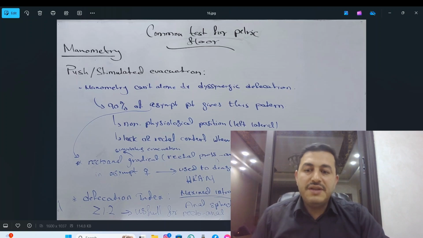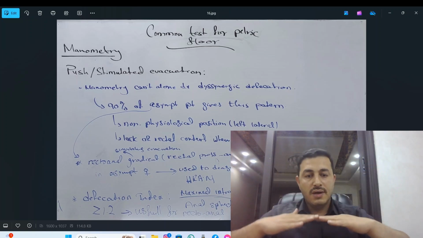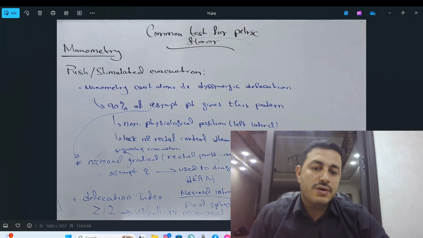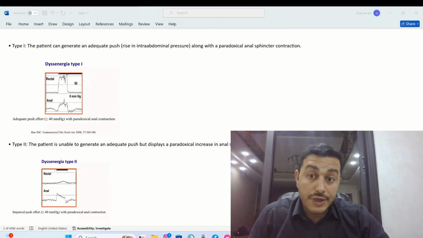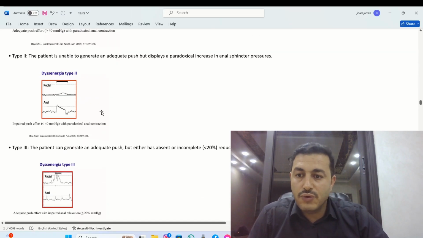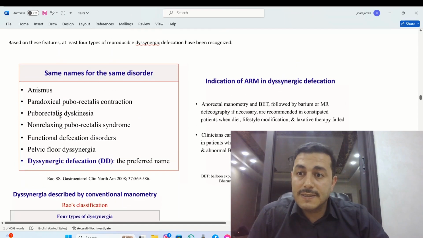Okay, the defecation index, maximum intrarectal pressure, and the anal pressure. Actually, okay, before going to the rectoanal inhibitory reflex, let's review. We reviewed these, we talked about these.